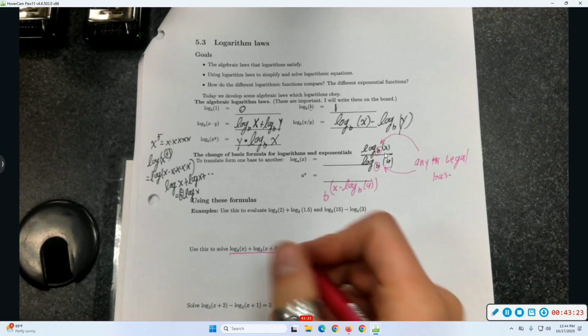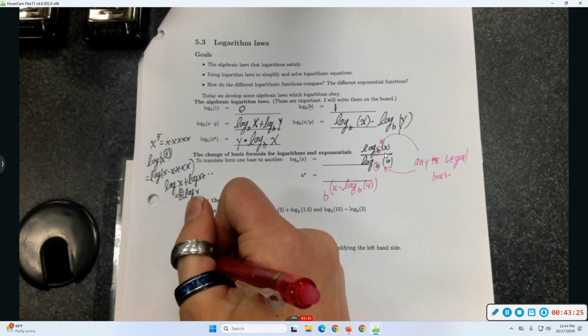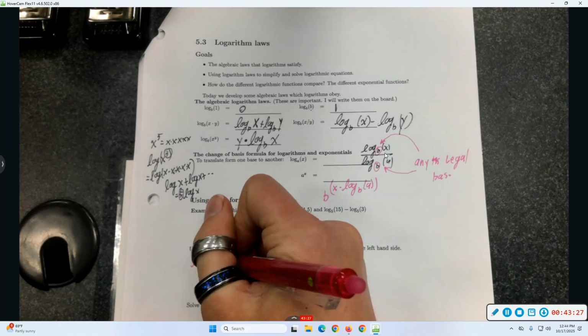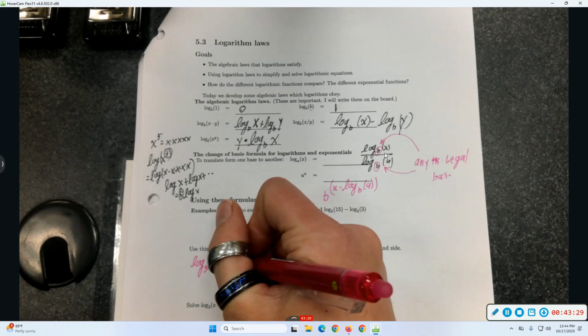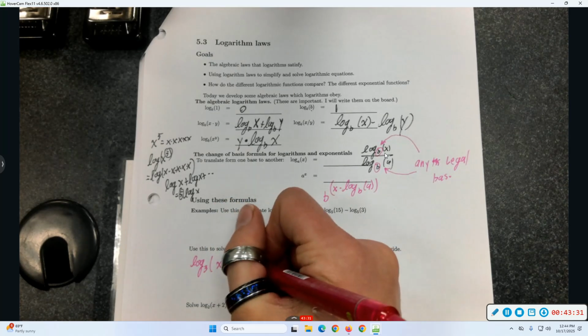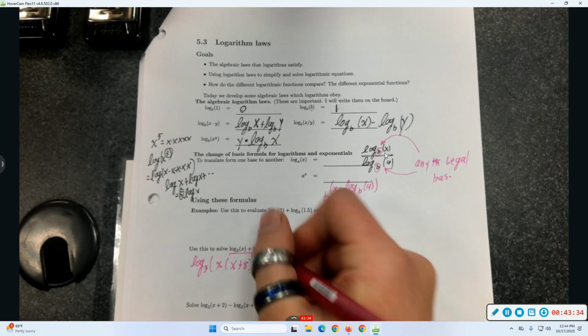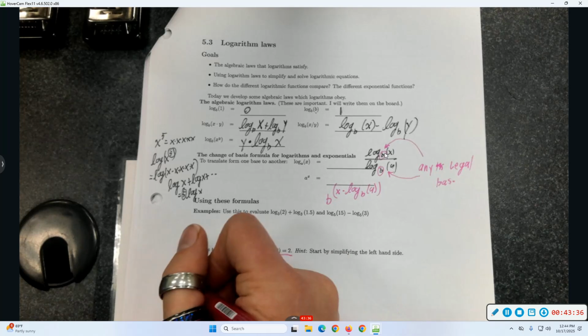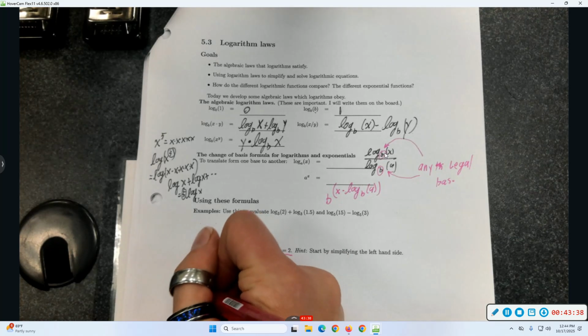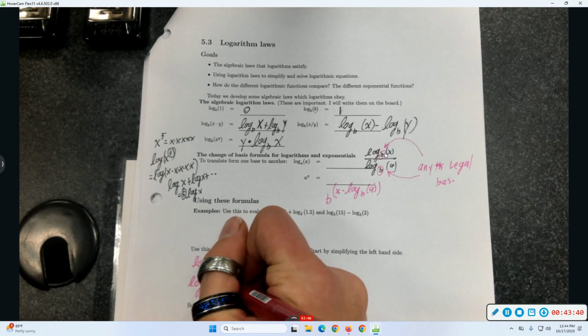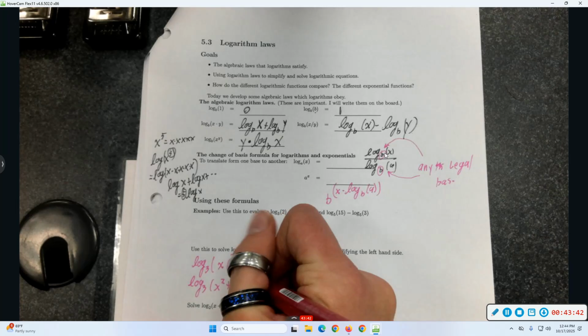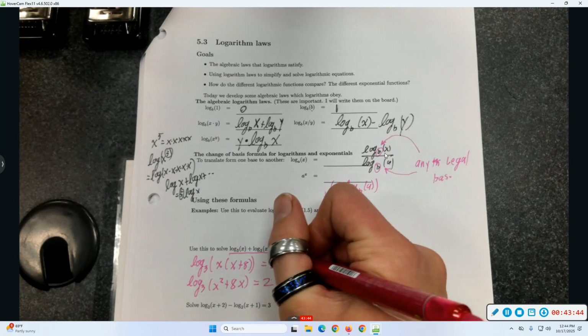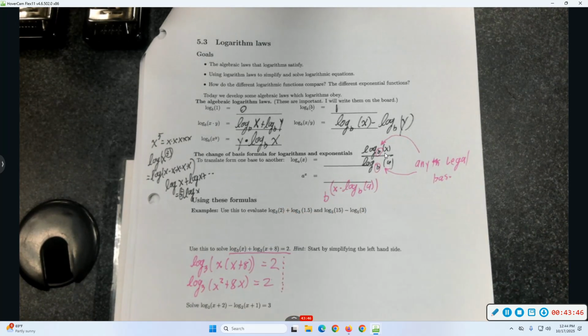Log base 3 of x squared plus 8x. Nice. And I'm going to break that out into 2 steps. x times (x plus 8), because the addition becomes multiplication, and then you can distribute that out. Log base 3 of x squared plus 8x equals 2. All right. So now that we have only 1 log, what's a good trick?